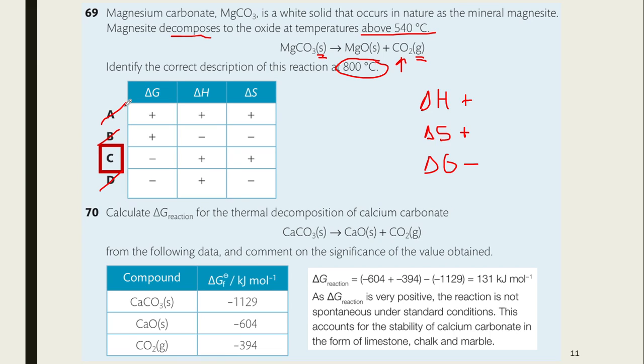Now, calcium carbonate, if you did not know, is a primary component of things like limestone, chalk, and marble. And those substances are quite stable because it will not decompose under these standard conditions, right, as we just calculated.